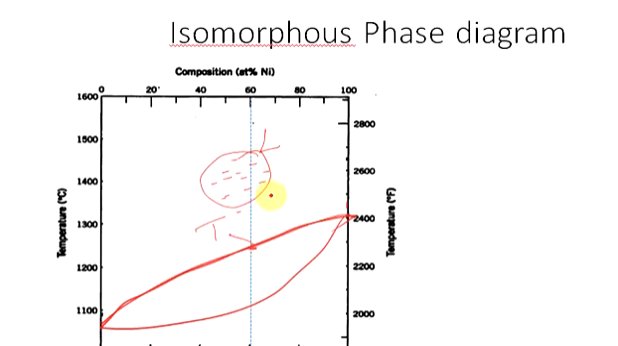We can draw a tie line. By using the tie line, we can find out the composition formed. Let us draw a tie line here. This is the tie line, a horizontal line, and we can find out the composition. We can represent this composition as CS.